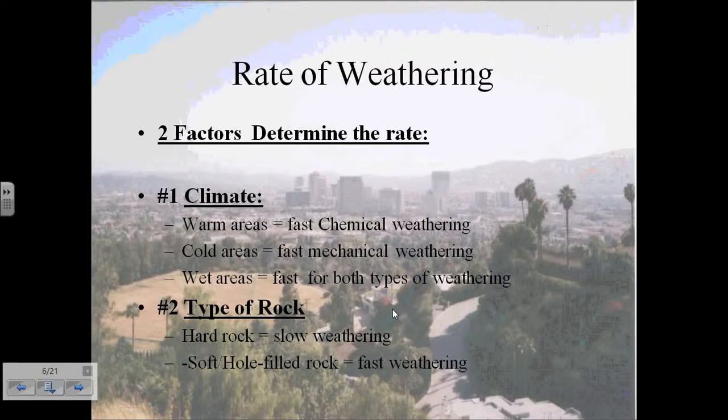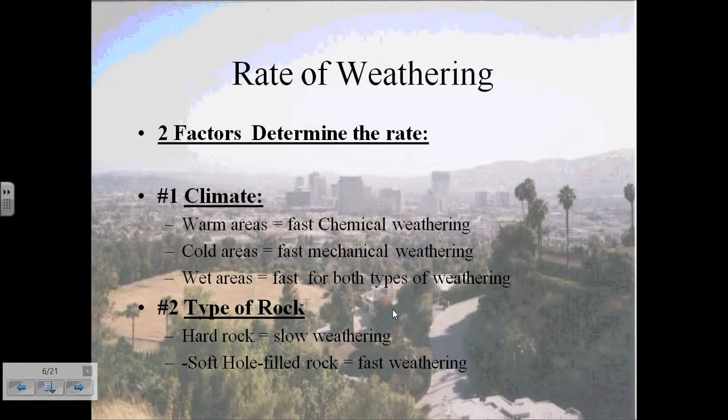They are responsible for determining the rate. Number one is climate, and number two is the type of rock. For climate, in warm areas, you find that faster chemical weathering occurs. However, in colder areas, faster mechanical weathering occurs. And in wet areas, both chemical and mechanical weathering occur in fast rates.